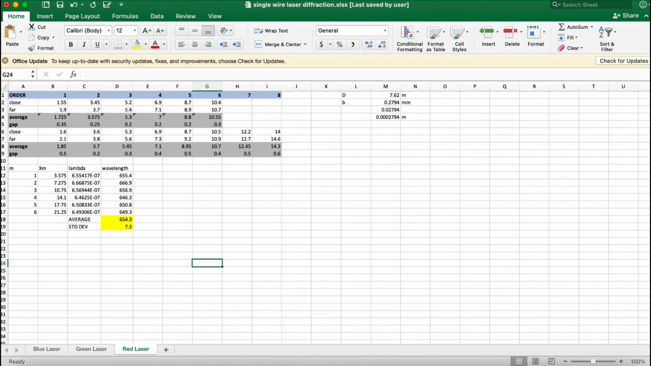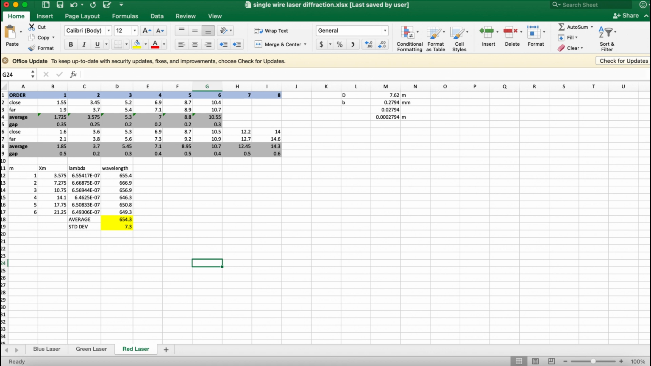Then, using a relationship I'll show in a minute, I calculated a wavelength at each order. So each of those dark spots on the diffraction band represents an order, and there's a wavelength associated with each of those bands. That's not to say that the wavelength is different. All that indicates is that the accuracy of each measurement is limited at each order.